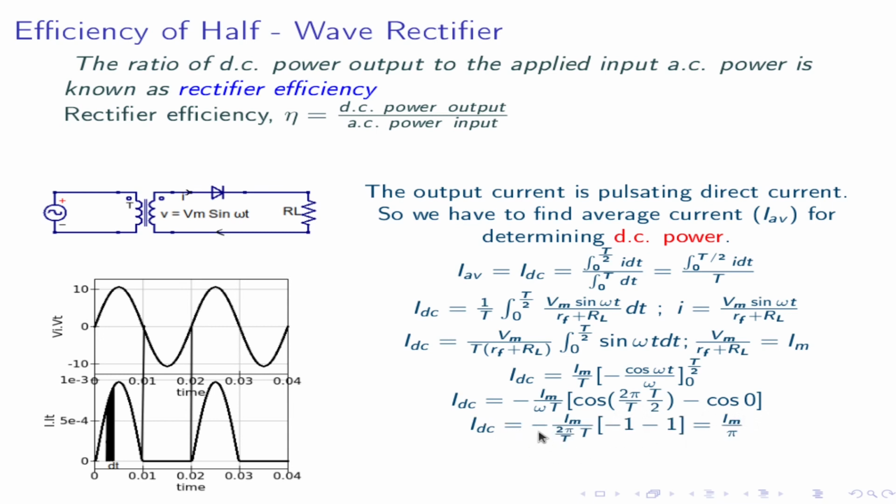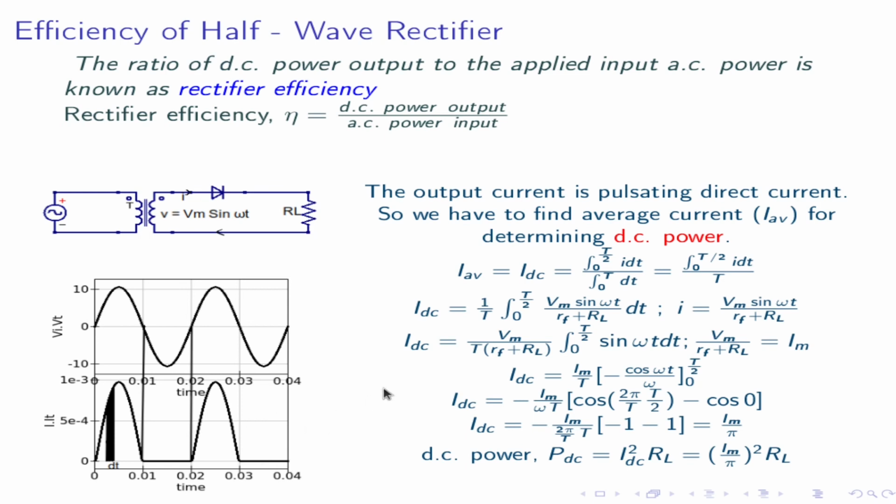Therefore IDC is equal to minus Im by 2 pi by T into minus 1. On calculation we have IDC is equal to Im by pi. So the average current through the half wave rectifier is Im by pi. Therefore DC power is equal to I square R, that is IDC square into RL, that is Im by pi all square into RL. That is the DC power output of the half wave rectifier.